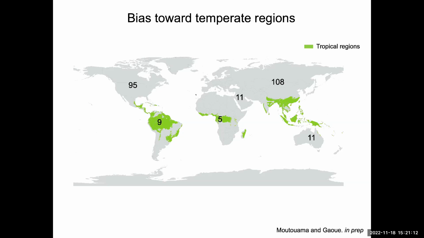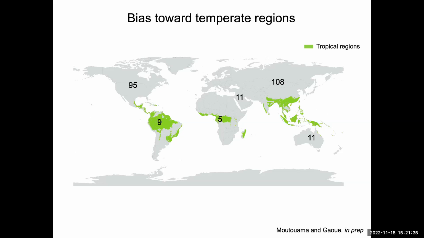As you can see here, the number of studies testing the center-periphery hypothesis in the tropical region is very low compared to the number of studies outside the tropical region. So there is a bias toward temperate regions. And that was one of the motivations, or the reason, why I did this study.